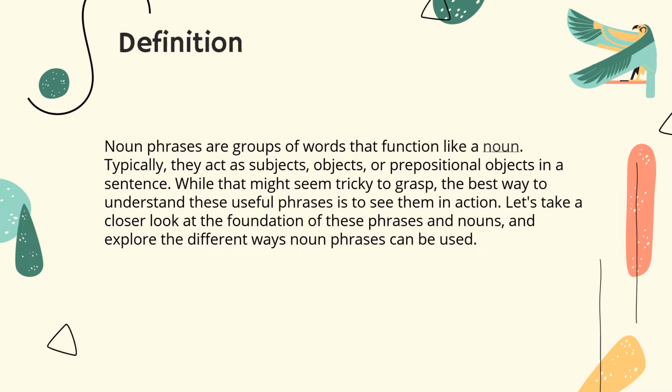Noun phrases are groups of words that function like a noun. Typically they act as subjects, objects, or prepositional objects in a sentence. While that might seem tricky to grasp, the best way to understand these useful phrases is to see them in action. Let's take a closer look at the foundation of these phrases and nouns, and explore the different ways noun phrases can be used.